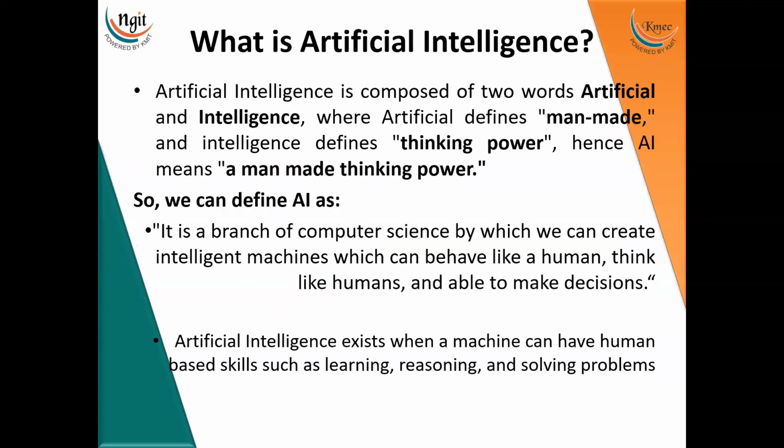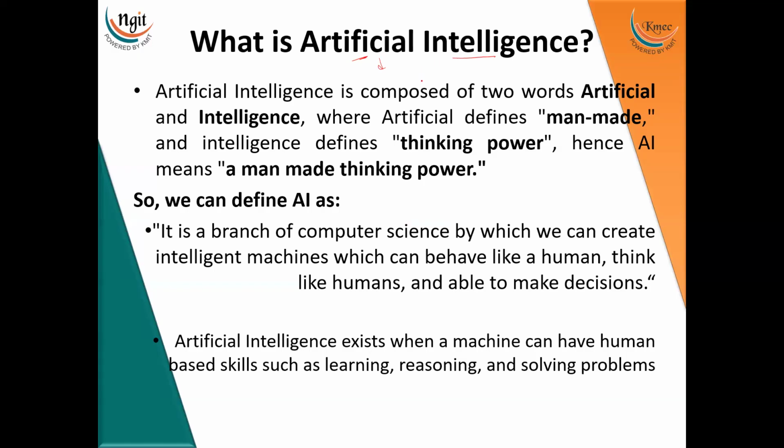Then, what is AI? As the name itself indicates, AI is composed of two words: artificial and intelligence. We know that artificial is nothing but not natural, that is, something man has made. And intelligence is nothing but thinking power. So we can say simply that AI means man-made thinking power.